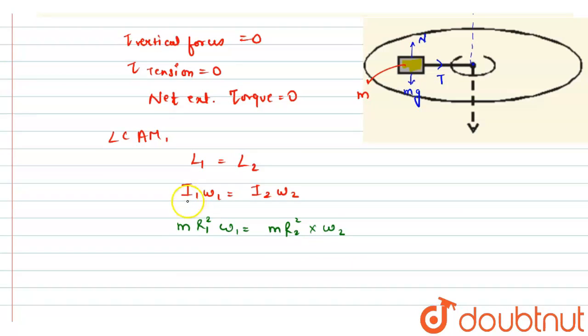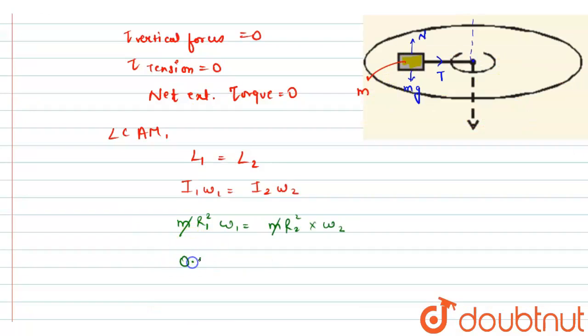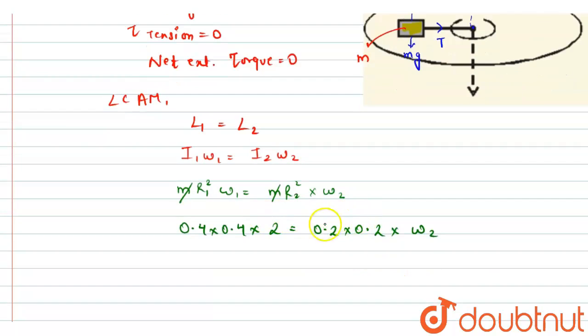Now from here we can cancel out the mass, and the radius initially was given to be 0.4 meters, so that is 0.4 into 0.4 into omega 1, which is 2, equals r2, which is 0.2 meters, 0.2 into 0.2 into omega 2. From here we can cancel this out by 2, and also it is by 2. So omega 2 we can find out will be equal to 8 radians per second. This is the new angular velocity of the block, and this is the required answer.